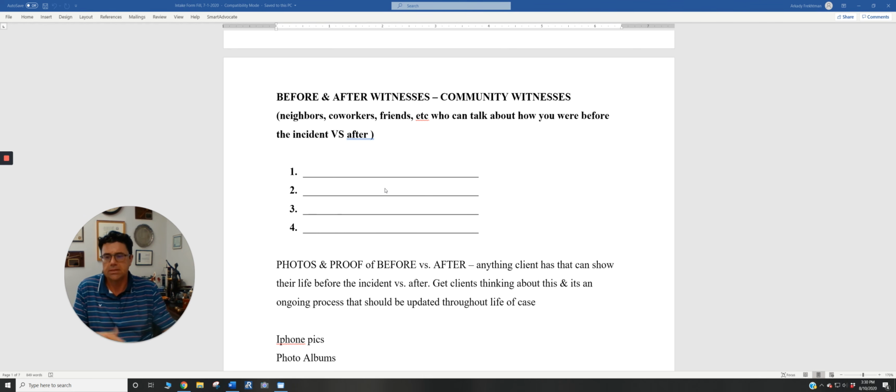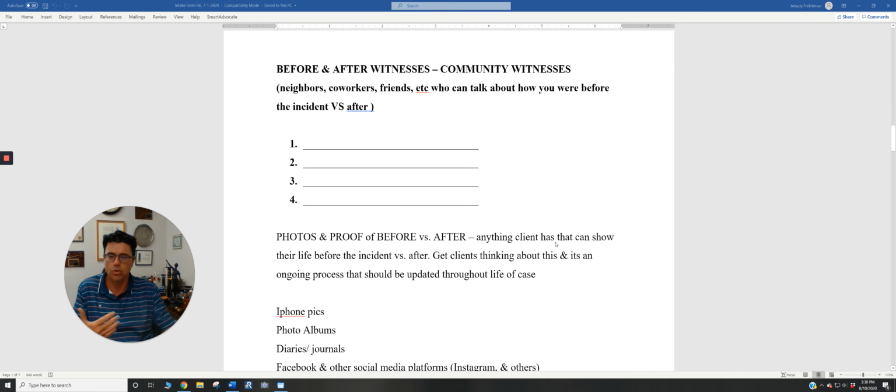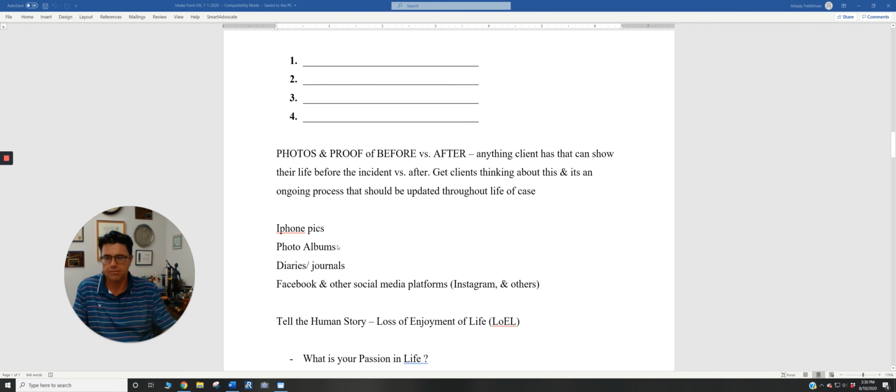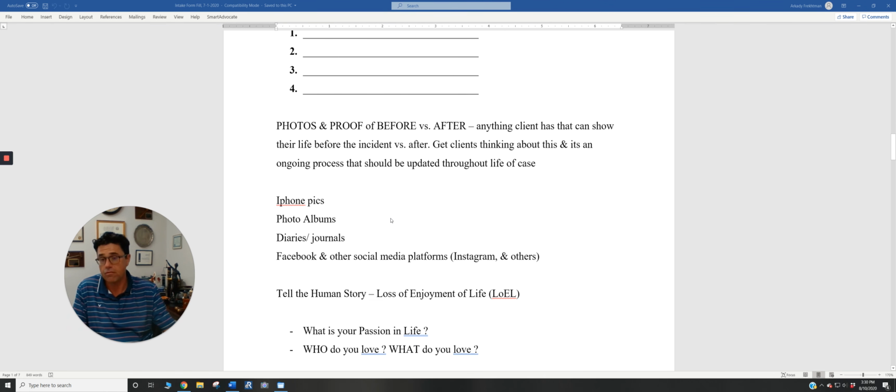And we also like to take a lot of photos, before and after photos. A lot of them come from the iPhone. Everyone's using the iPhone now or any kind of cell phone. And that's important because anything the client can show how their life was before and how their life is after to show what's going on. And we give some examples here, like iPhone pics, diaries, even Facebook. Facebook could actually be used as a positive.